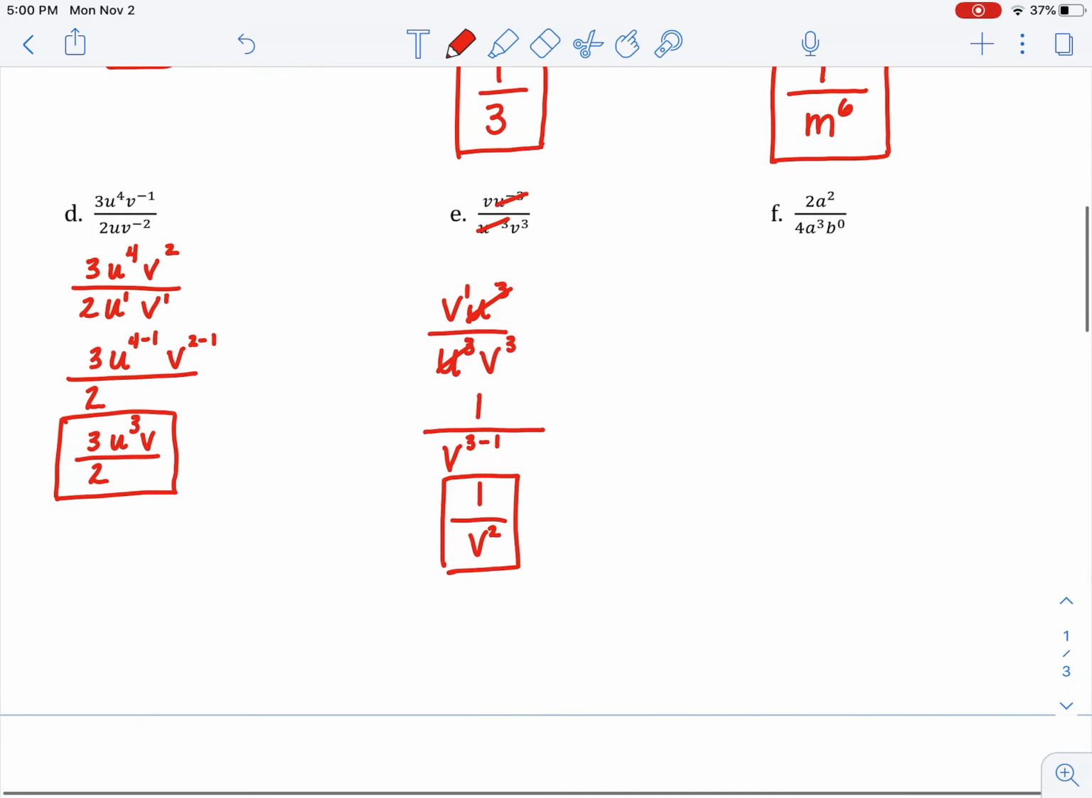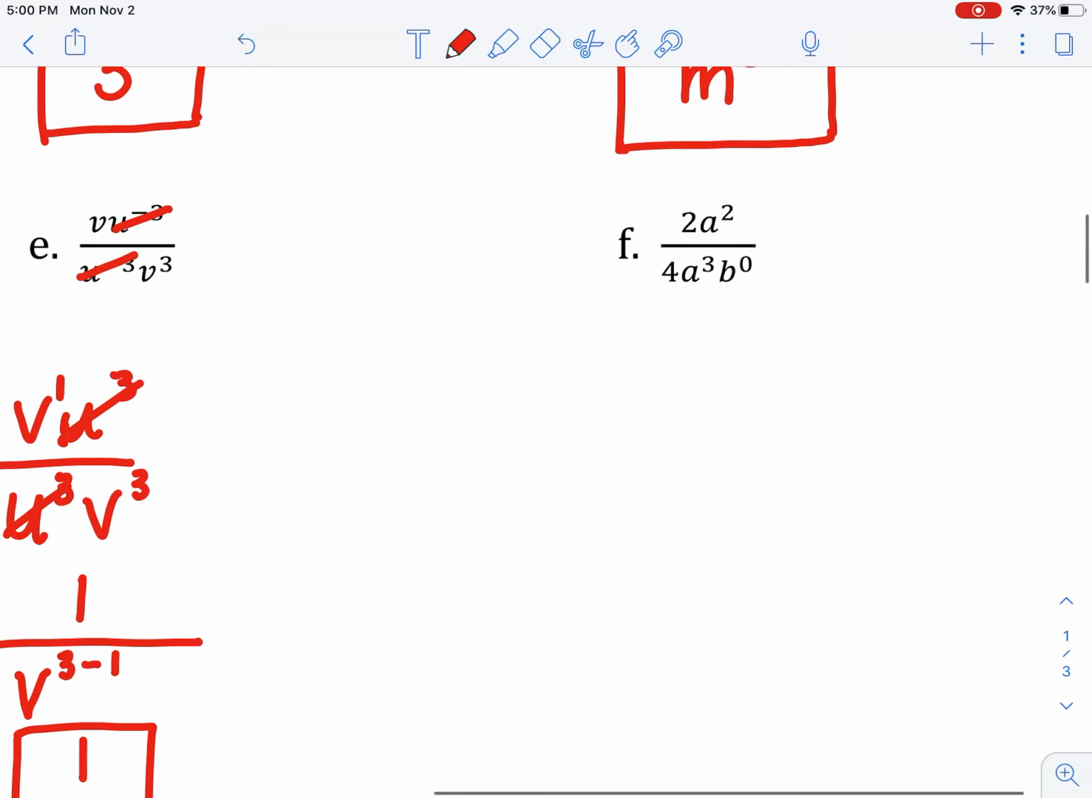All right. And then finally F. Again, remember that anything to the 0 power is 1, so I like to cross those off. That's just going to disappear and become a 1.